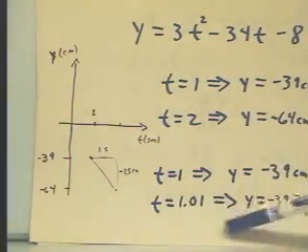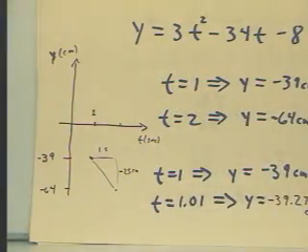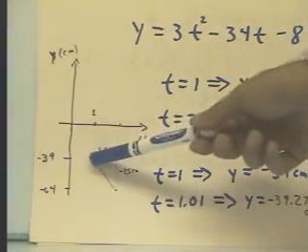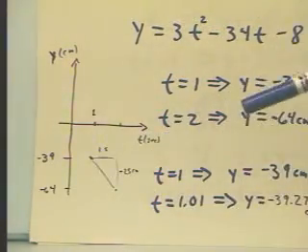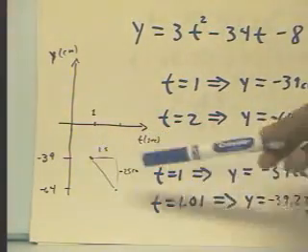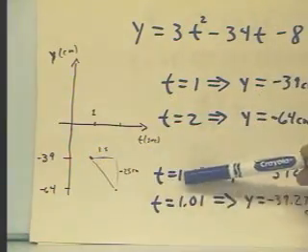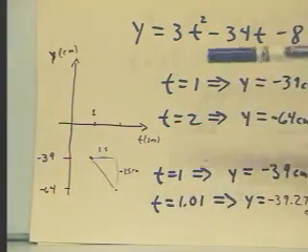Then we're going to do the same thing between t equals 1 and t equals 1.01. It's going to give us a very tiny triangle over here, but as we've seen, that tiny triangle should be closer to the true slope at t equals 1 than this.